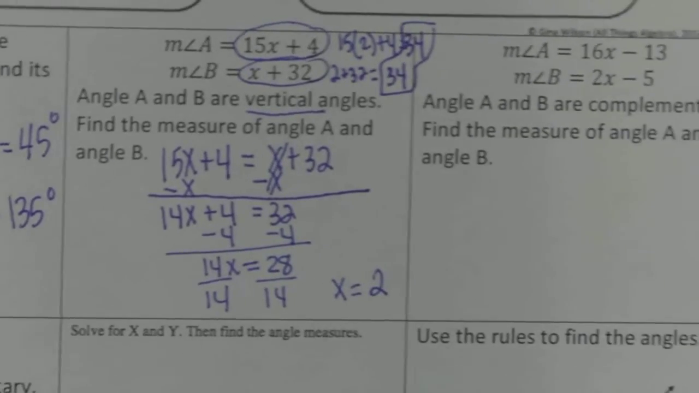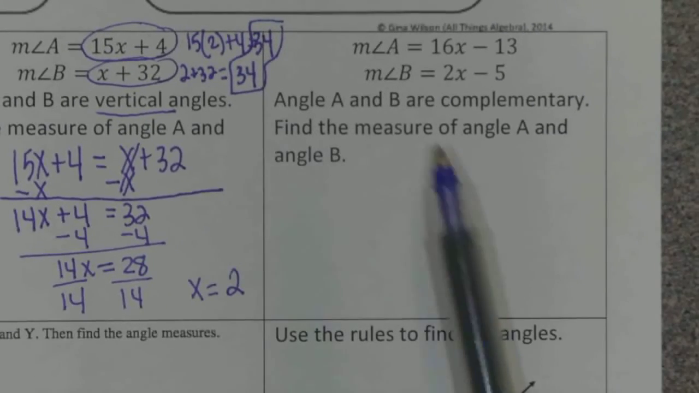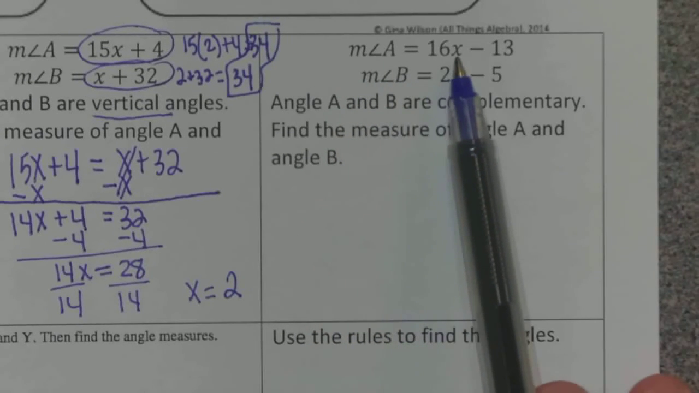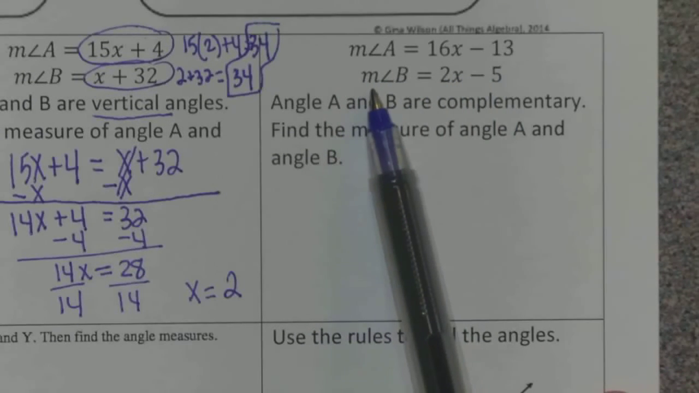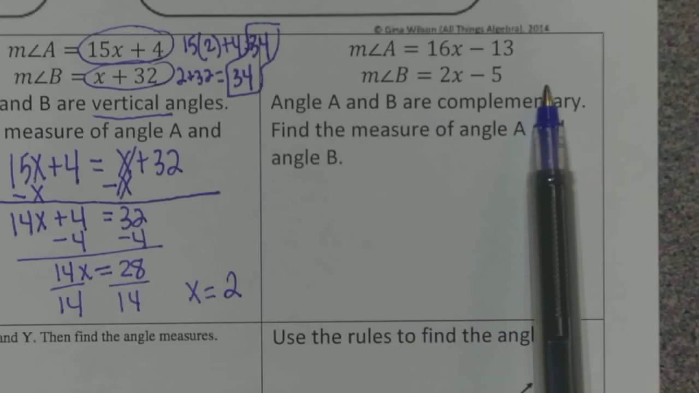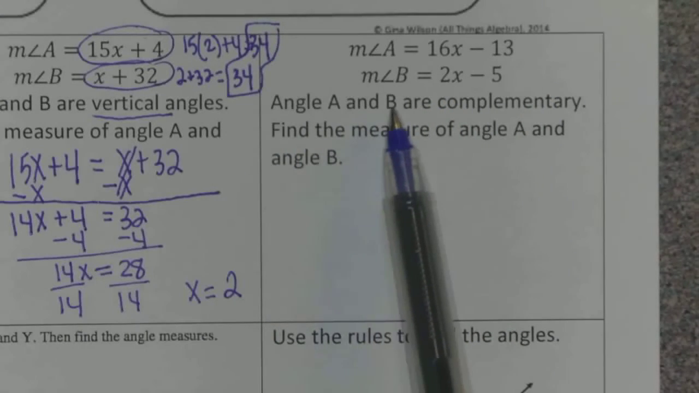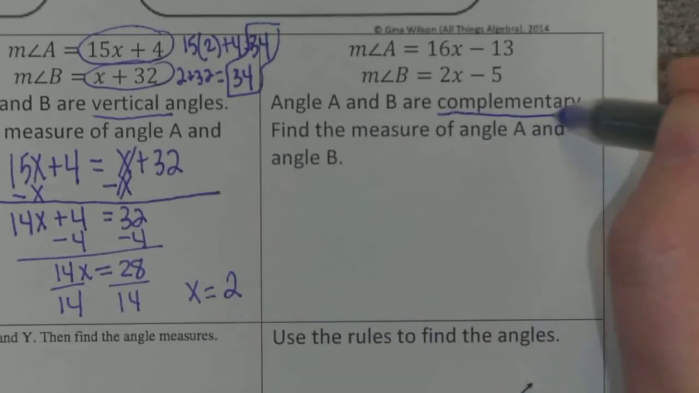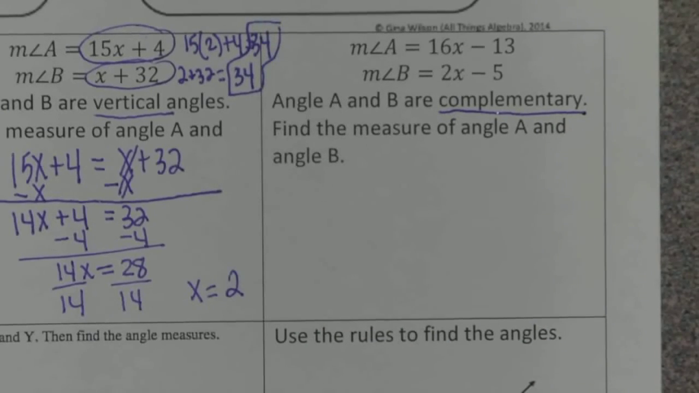All right, let's try another one. This one says the measure of angle A equals 16x minus 13. The measure of angle B equals 2x minus 5. Angle A and angle B are complementary angles. Find the measure of angle A and angle B. What do we know about complementary angles? What does the rule say?